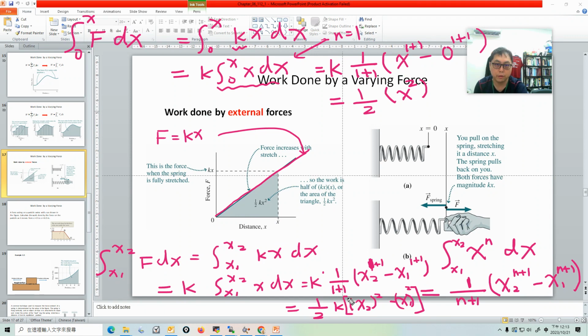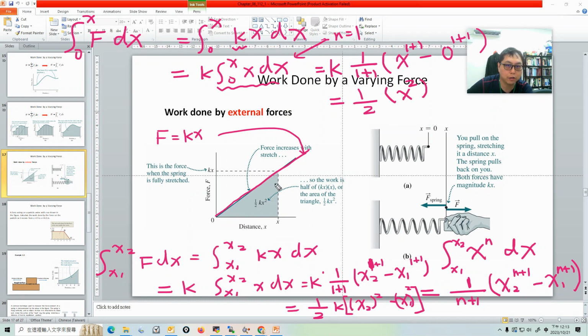I hope you can remember it. It's very easy to memorize this. This is the most simple integration. Believe me, there will be more difficult integration in calculus class. This is the most simple one, so it's not that hard. Don't scare yourself.